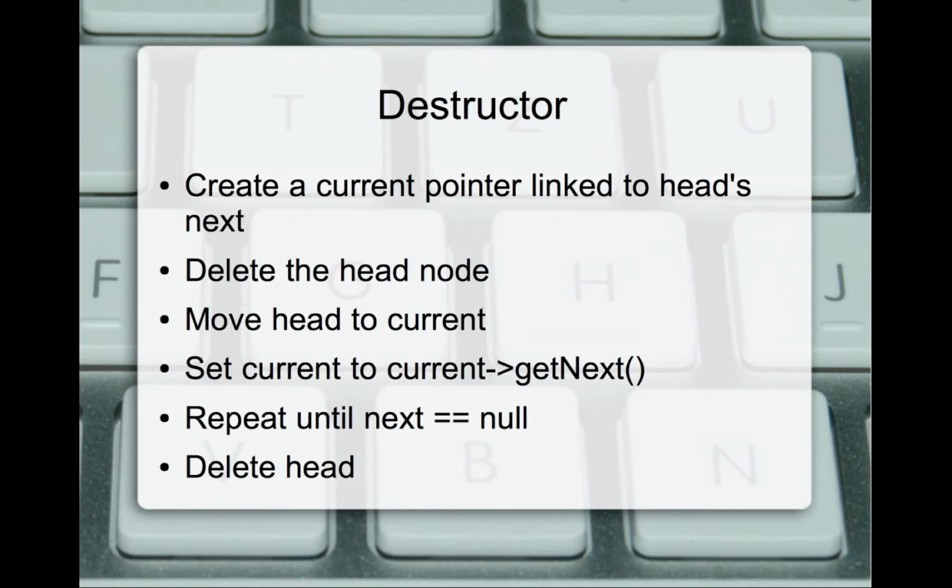So again, we point current to the head's next. We set the head node. We delete that node object. We move the head pointer to point to current, and then set current to be current.getNext. And repeat that until our next is equal to null, and then we simply delete head, going through and removing all of the memory allocations that have been attached to that list.